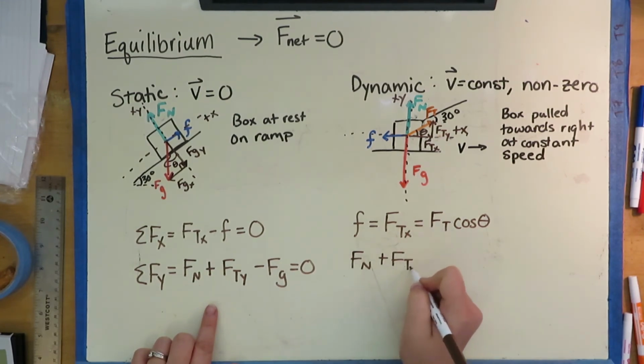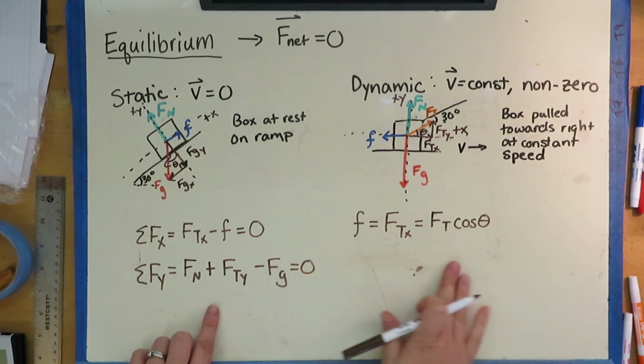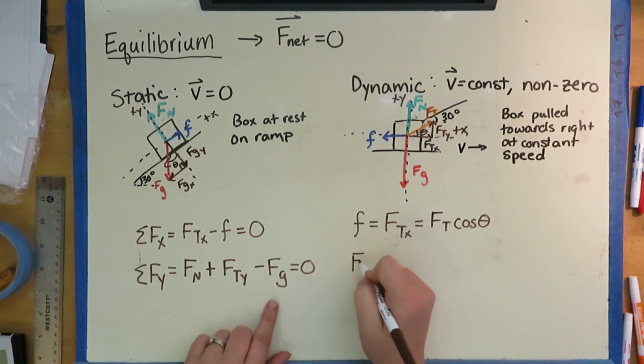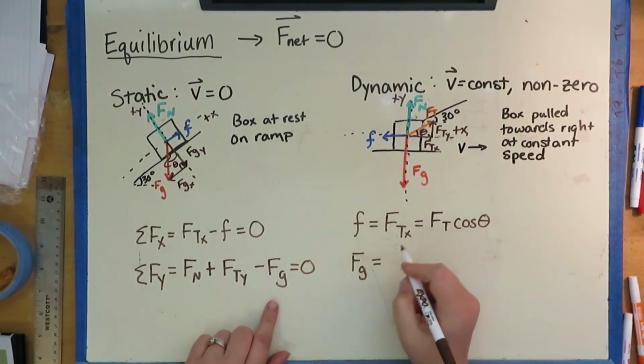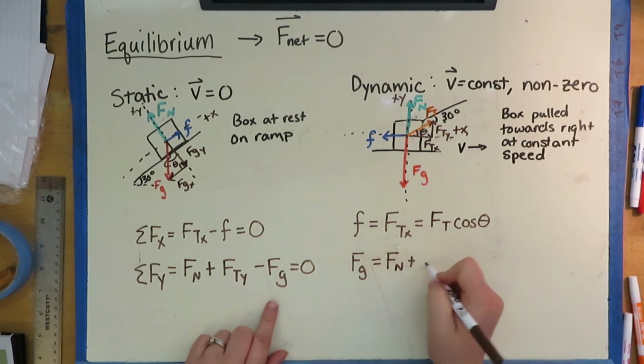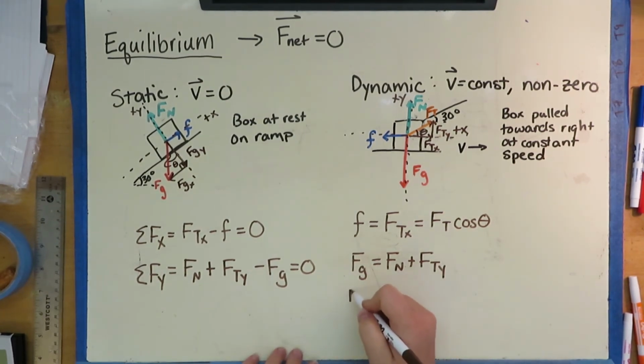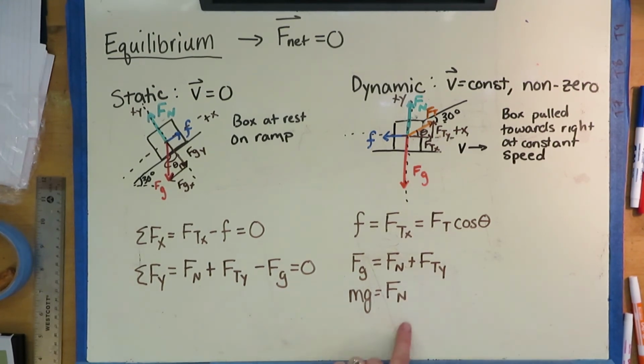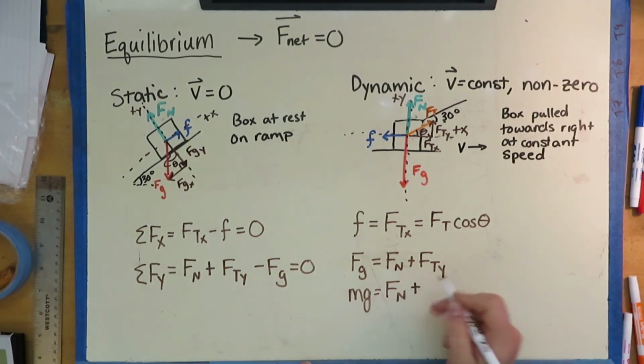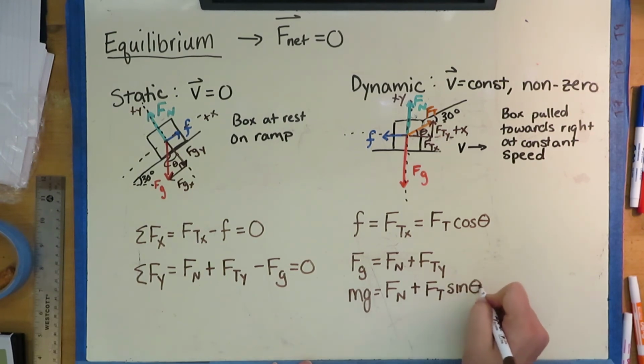plus my tension in the y direction, once again, I'm going to rewrite Fg on the other side. That Fg is going to equal Fn plus Fty. Fg is mg. My normal force doesn't have an equation. And then my Fty would be the sine, because it's the opposite side, so that'd be Ft sine theta.